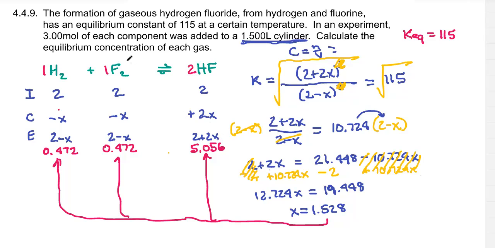Are we okay for 3 significant digits? I think 3. Yeah, I don't think we used any numbers that were worse than 3. So that means 0.472 is okay, 0.472 is okay, and this is not okay. This has 4 sig digs. That we should trim to 5.06 moles per liter.